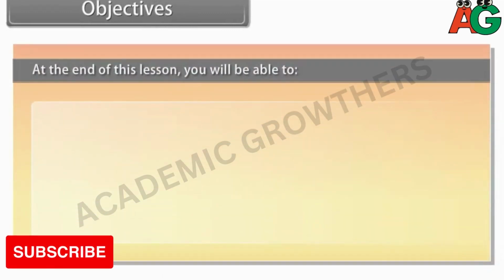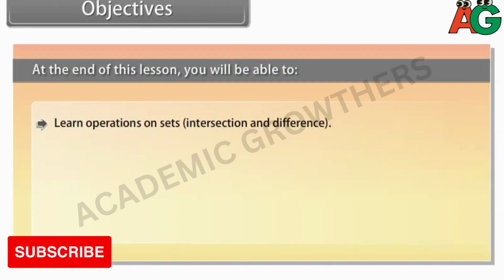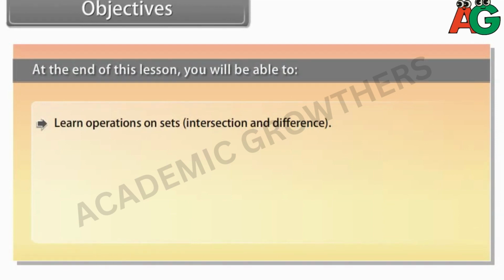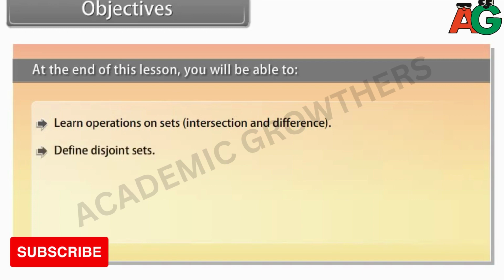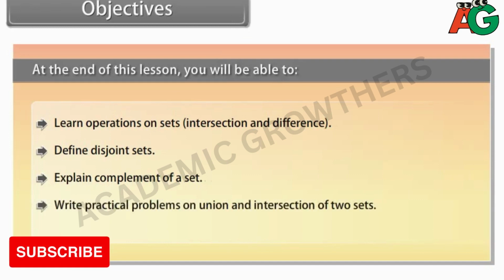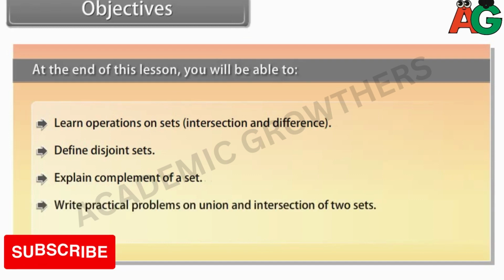Objectives. At the end of this lesson, you will be able to learn operations on sets, intersection and difference, define disjoint sets, explain complement of a set, and write practical problems on union and intersection of two sets.